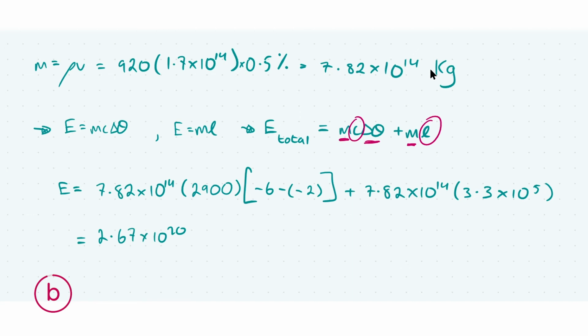So now writing down our answer, we're going to have 2.67 × 10^20. And this is going to be an energy, so this is going to be measured in joules. And that's our final answer.